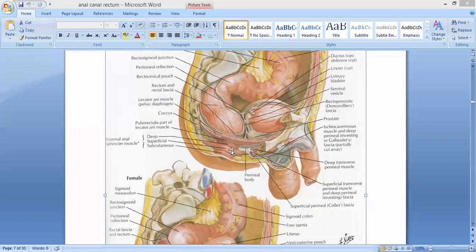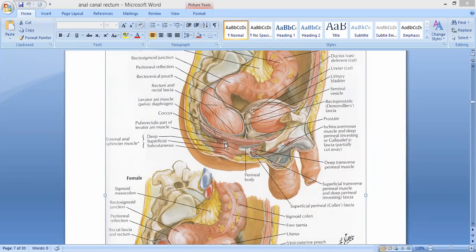The anal canal is the terminal part of the gastrointestinal tract, or you can say it's a continuation of the rectum. You see, here lies the rectum, right? And the rectum is going to be continuous with the anal canal, about 2 to 3 centimeters in front and below the tip of the coccyx, right?